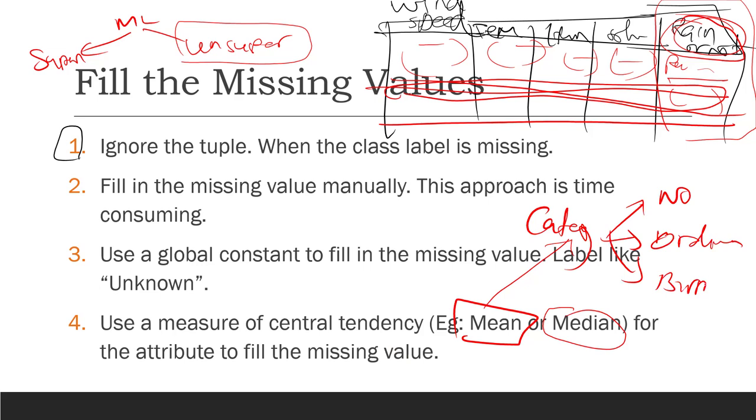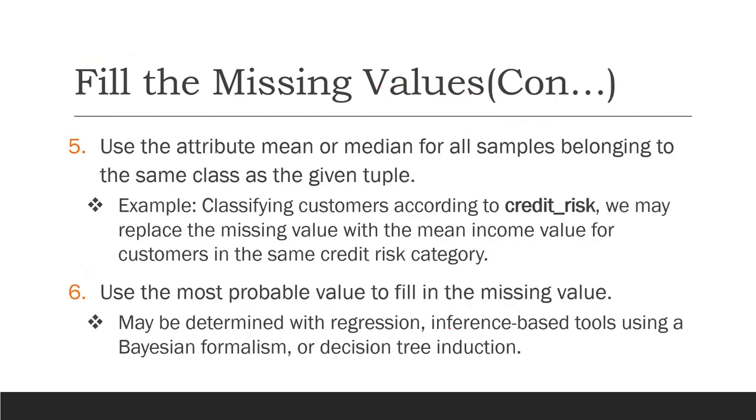These are the different types we discussed, right? Nominal, ordinal, or binary data. Then we cannot apply the mean value, because these are categorical data. We cannot find the mean for categorical data. For that type of scenario, we can use the mode value.